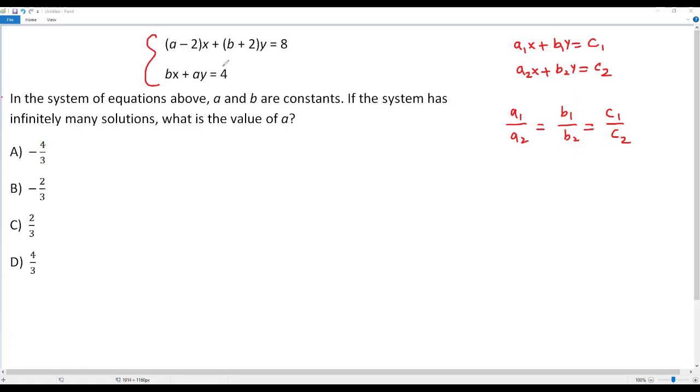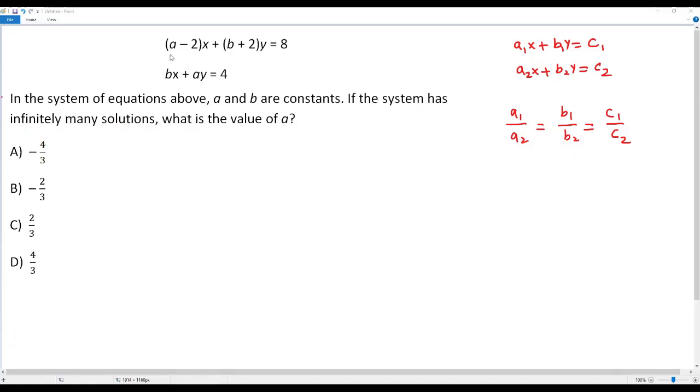When I consider the given system, we have both equations in standard form. That is, we have the x term and y term on one side of the equation and the constant on the other side, in the first equation, and the same thing in the second equation as well. Also, the question says the system has infinitely many solutions.